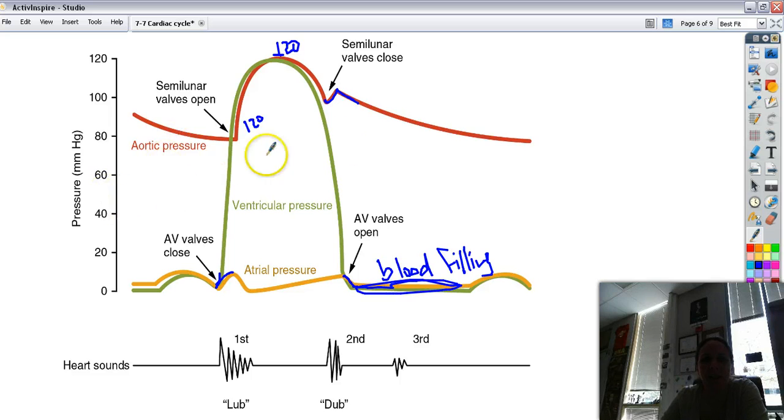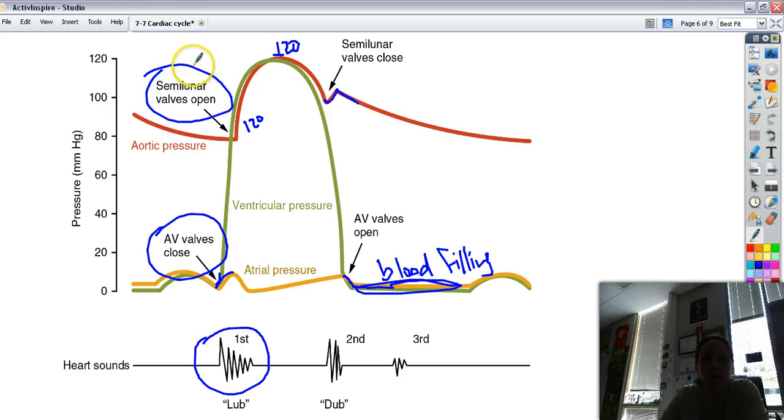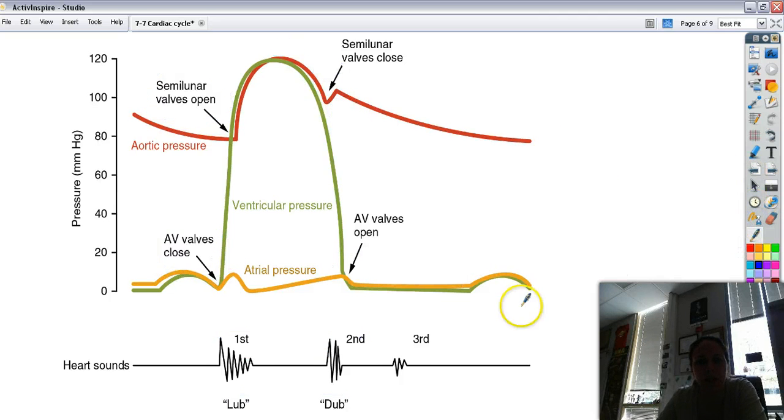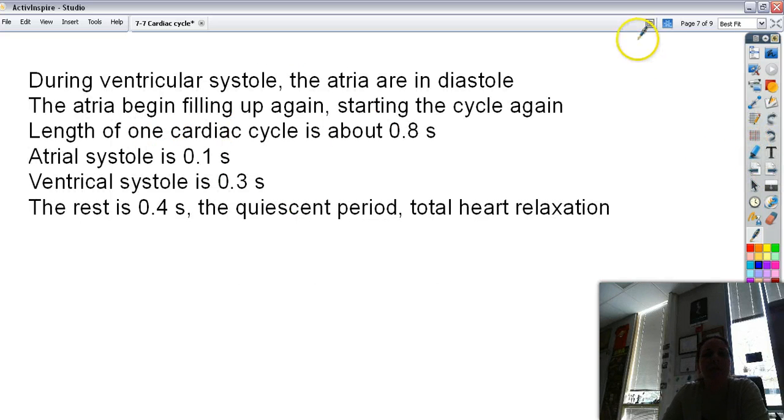And then this just shows what's what according to sounds. What's not on here is the PQRST portion, or the ECG. So the lub we're hearing is the AV valves closing while the semilunar valves open, and the dub is due to the semilunar valves closing and the AV valves opening. So those sounds that you hear have to do with basically this one and this one, those guys closing. Those are your heartbeats. I don't know what this little guy there is for. Straggler.